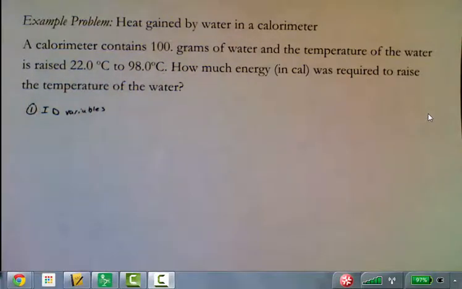So reading through the problem, it says a calorimeter contains 100 grams of water, and the temperature of the water is raised from 22 to 98 degrees C. How much energy in calories was required to raise the temperature of the water?